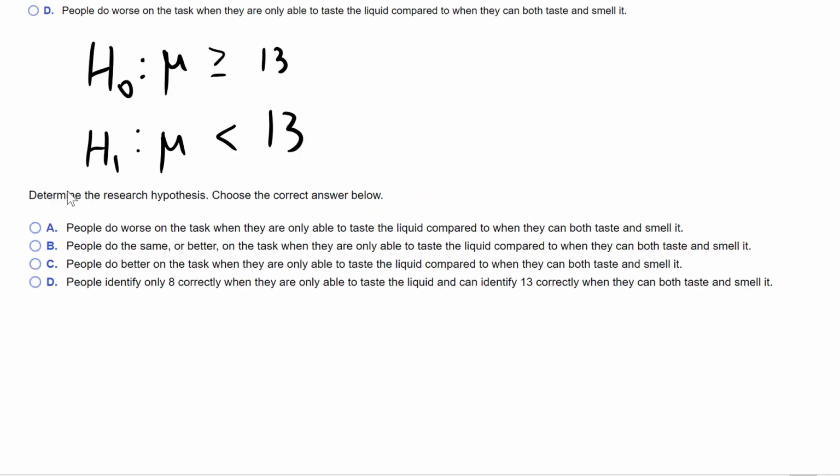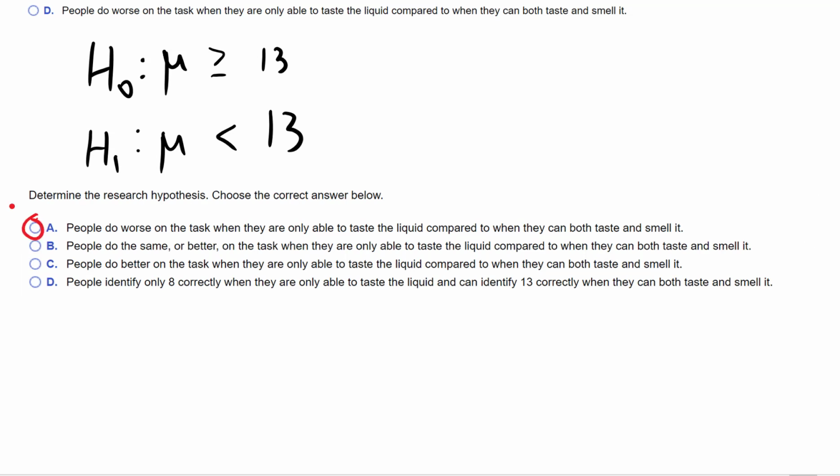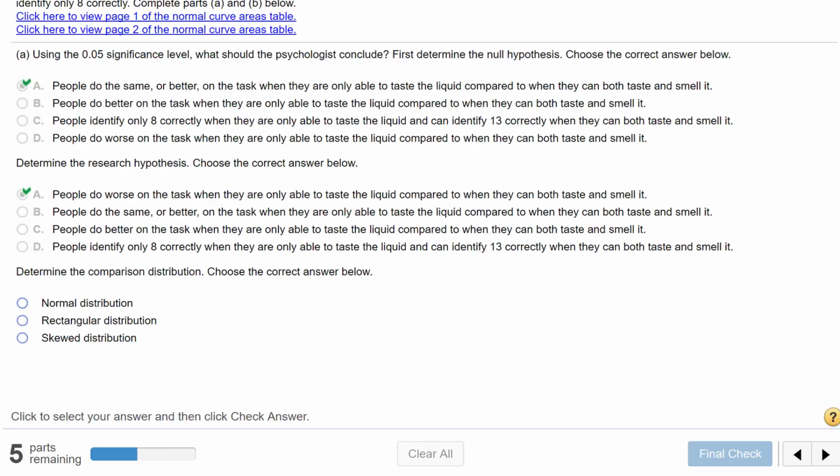And that's actually what this next little part asks. Determine the research hypothesis, which is this H1 that we've already mentioned. And it's that they do less than the 13. They do worse than that group. And so that is, again, A. Okay, so this part A has a lot of subparts, doesn't it? So it says determine the comparison distribution.